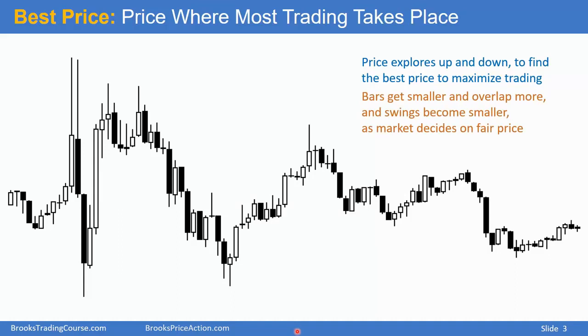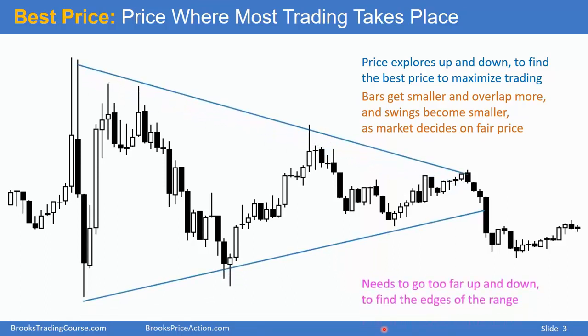Once the market gets near a fair price, or what the market thinks is a fair price, the legs tend to get smaller and the bars tend to get smaller. There's a consensus that this general area is a good price to buy and a good price to sell. Eventually, there are countless variables involved in pricing, and they're all changing constantly. And at some point, the fair price is no longer fair. It's either too high or too low, and the market has to quickly move to another fair price. You get a breakout.